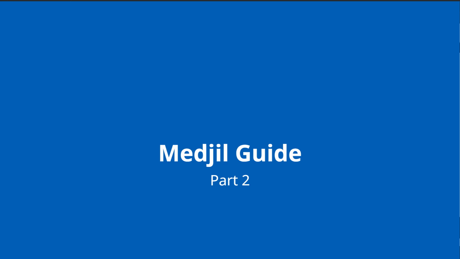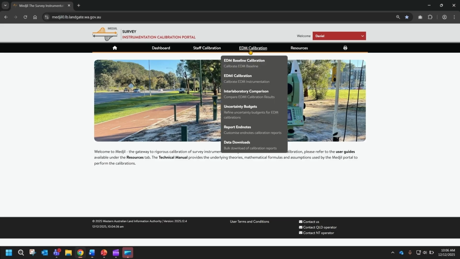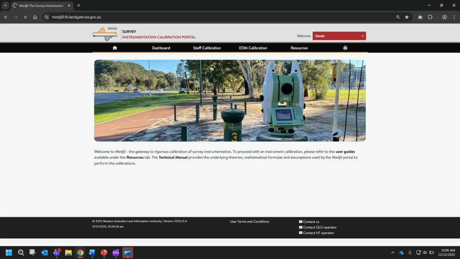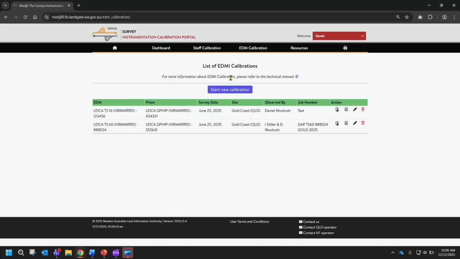This is part 2 of the Medjil guide, focusing on analyzing the EDMI calibration results. Let's just jump over and have a look. Click EDM calibration, EDMI calibration. And in here we have a calibration report, which is this one here, and a calibration certificate, which is this one here.